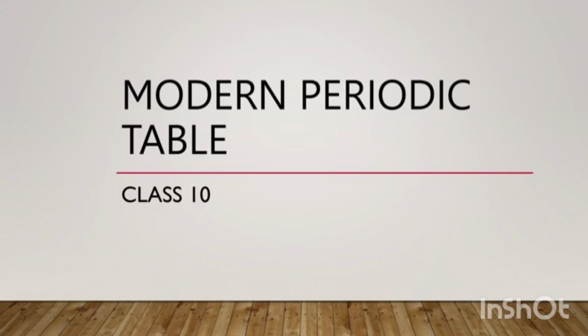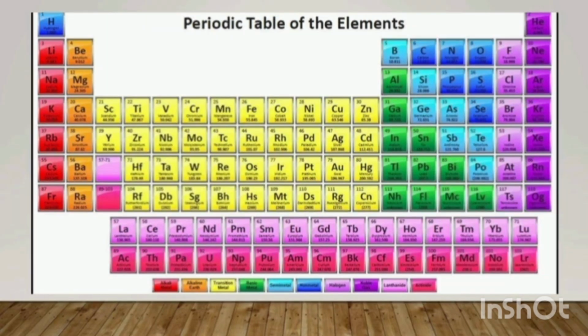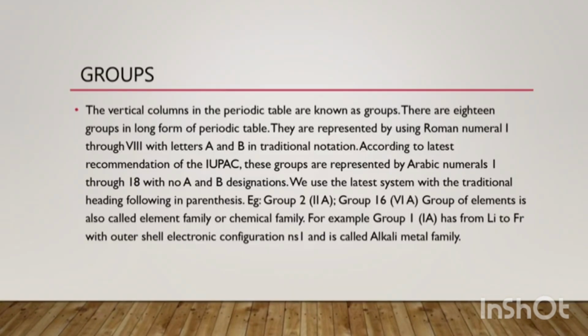Today we are going to learn the modern periodic table. So what is the modern periodic table? The modern periodic table is nothing but a tabular arrangement of elements in groups and periods, which highlights the regular trend in properties of elements. This is nothing but the modern periodic table.